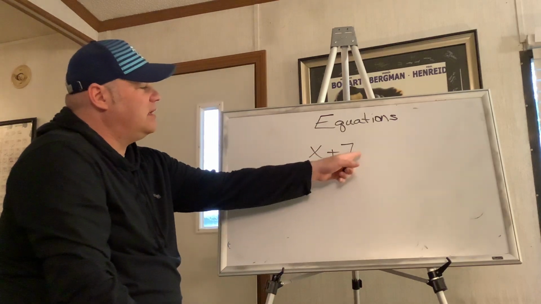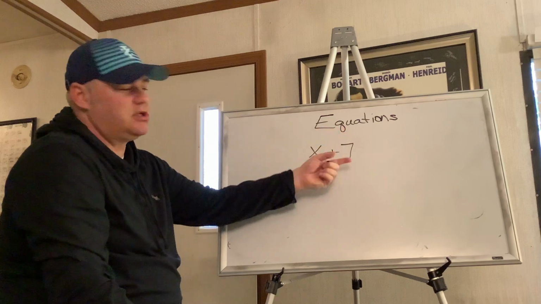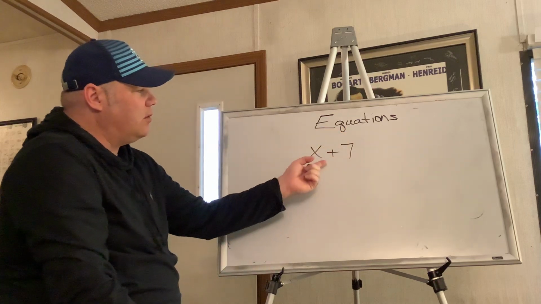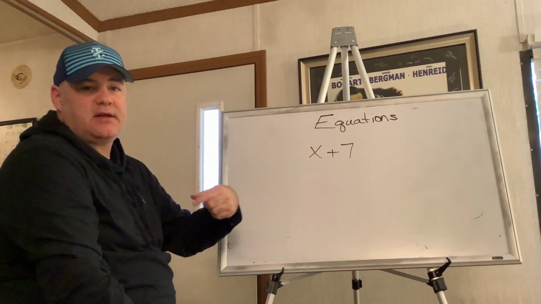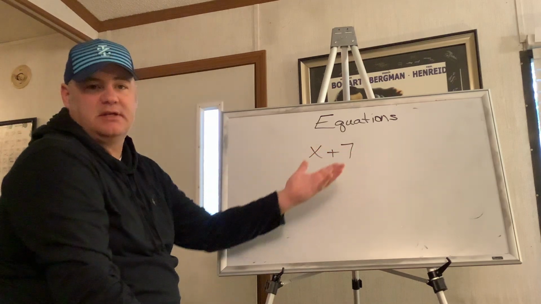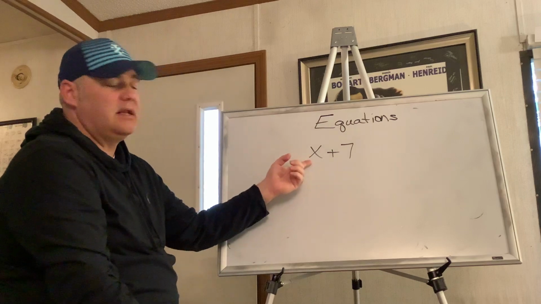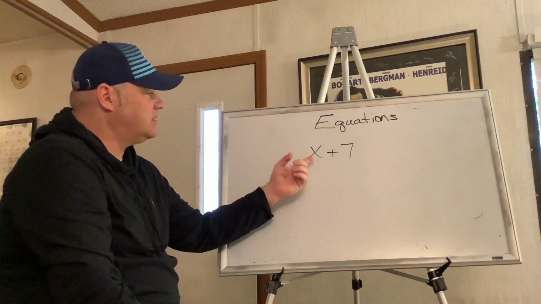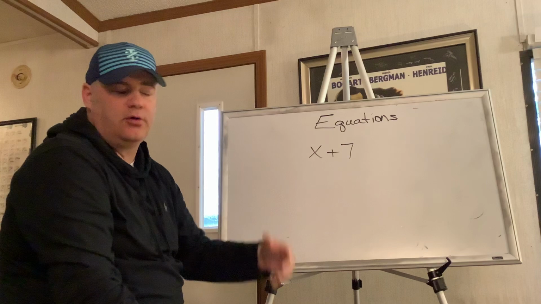Now, if I don't have an equal sign, it is not an equation. It's just an expression, meaning I can't solve for that unless something is given to me. If I don't know what x is, I don't know what this can be. X can be anything. Remember, that's why we use the variables. It can be anything. It can change. It's variable.